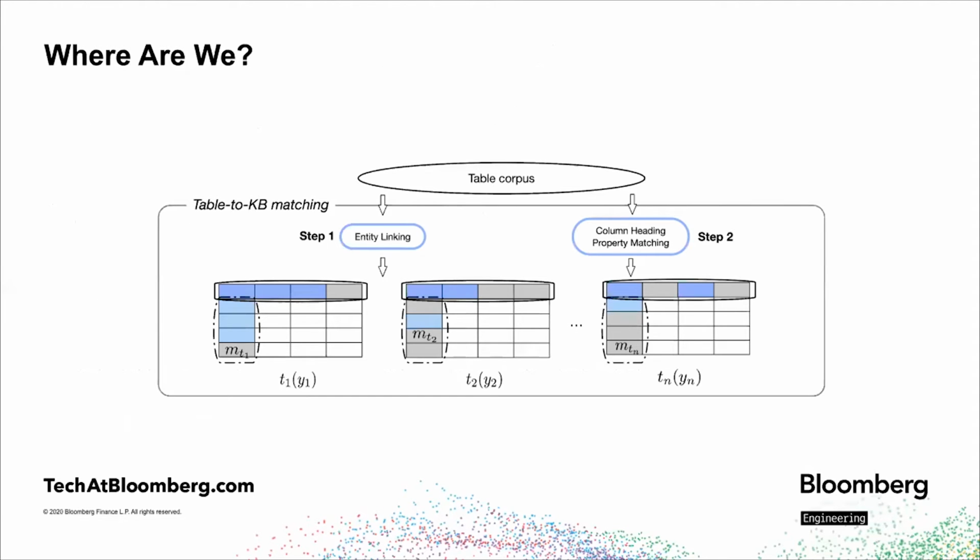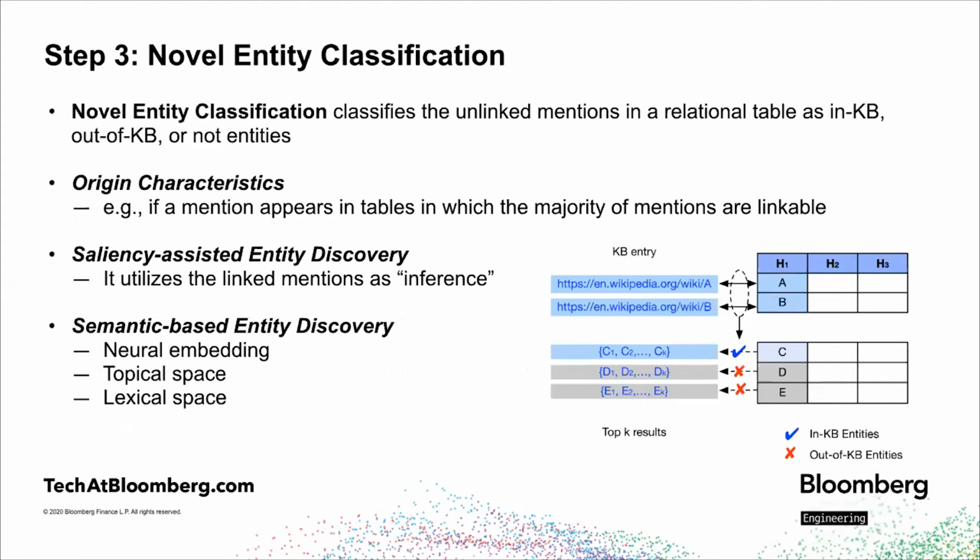So now let's have a look at where we are. After the first steps, entity linking and column heading property matching, we have now mapped part of the dimensions and headings to the KB, and we focus on the gray things, the unlinked things. We'll figure out why we failed to link these by classification. NIL entity classification classifies the unlinked mentions in relational tables as in KB, out of KB, or not entity. Here I simply list the three kinds of solutions or aspects for how we can solve this problem: origin and characteristics.